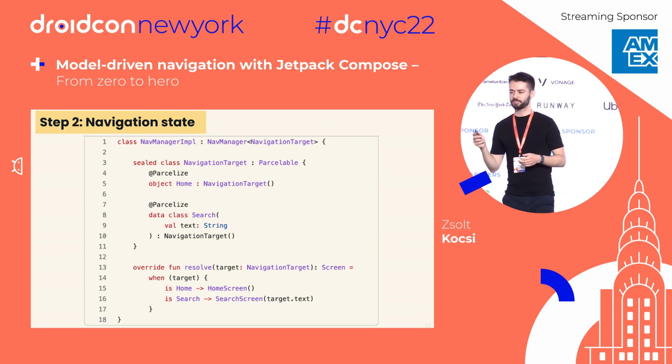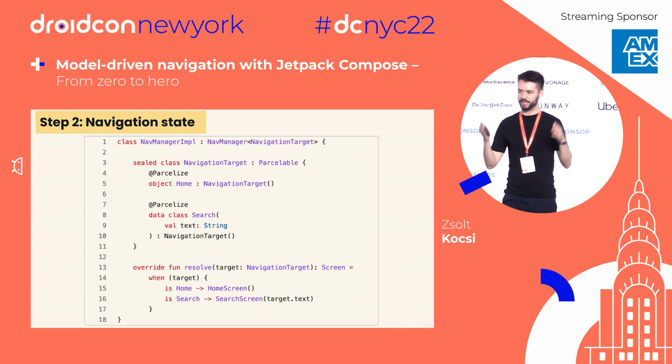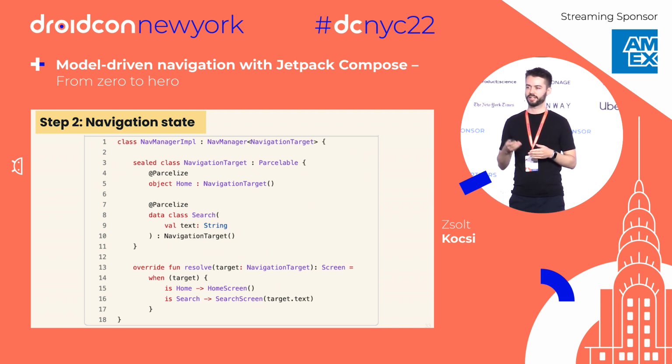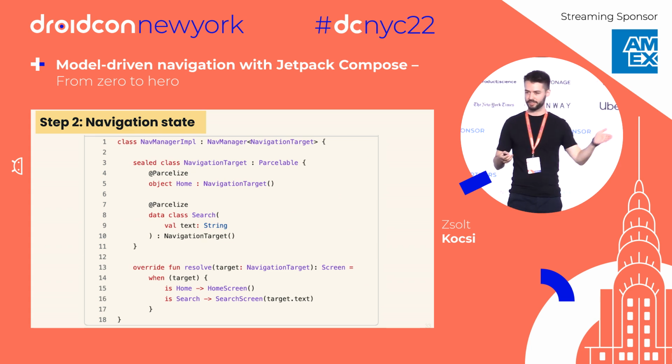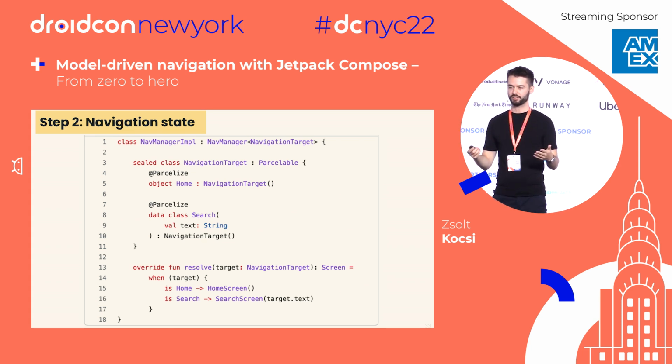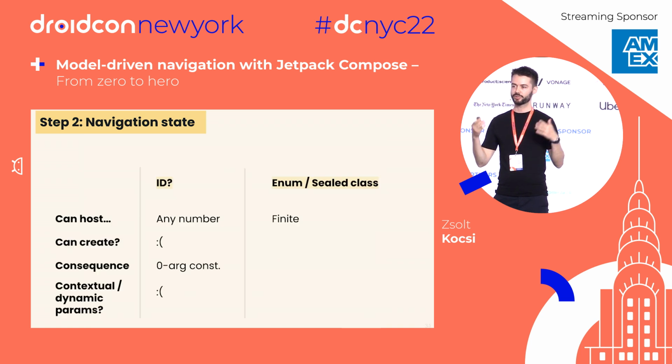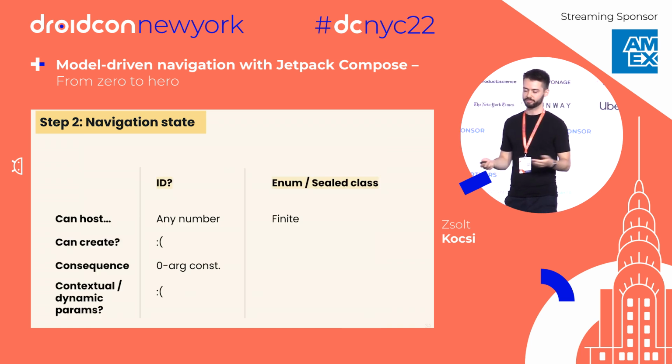And the important part here is that now the framework can run this code, and using the exhaustive when expression, it can actually expect us to define how any of these navigation targets resolve to screens. So you as a developer can define, if it's the home, then this is how I construct my home screen. So you as a developer gain the ability to use any kind of constructor that you want.